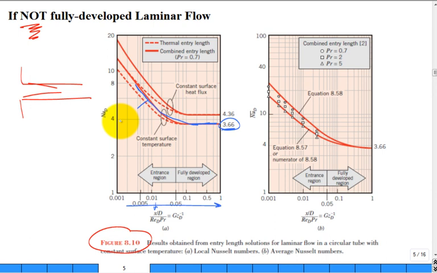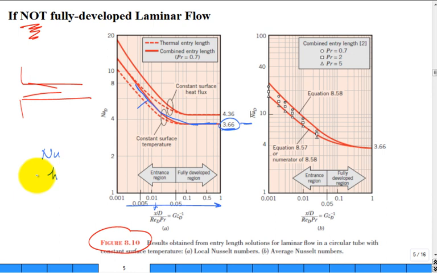So, as an engineer, a lot of times, I know perfection is nice to have, but in the interest of time, and I'm working for a company, and I need to push a product out, I need to meet deadlines, you know what? I probably know that I'm going to be able to use the fully developed term and know that it will underestimate the h. The Nusselt number will be underestimated, hence the convection coefficient will be underestimated if I use that constant value, because the entrance region will have higher Nusselt and higher h.